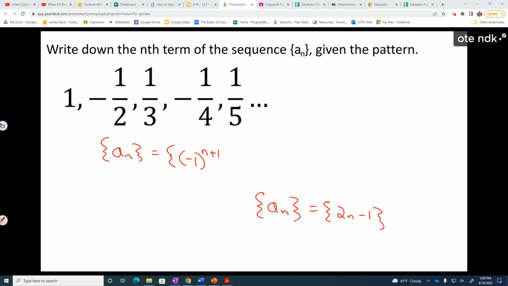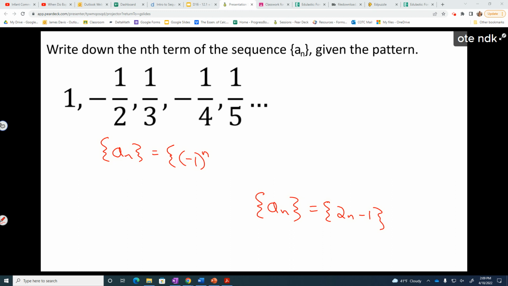And when you get to this part with the power, you have options for this power. Let's just try this. If I were to just do negative 1 to the n, it would still alternate, because if you plug in 1, it'd be negative 1. If you plug in 2, it'd be positive. 3 would be negative. 4 would be positive. So this would alternate.